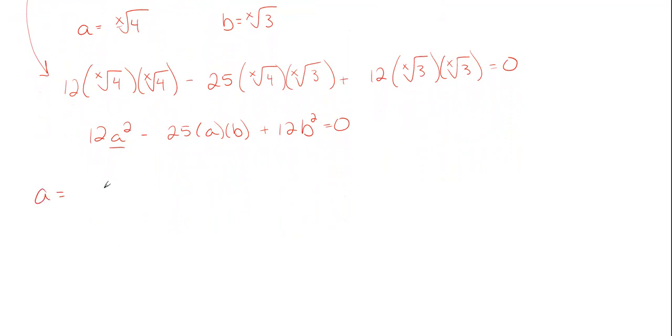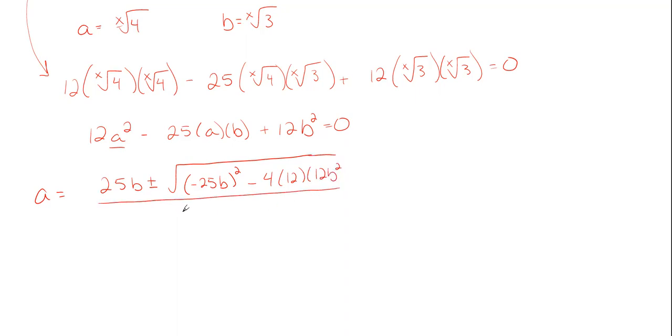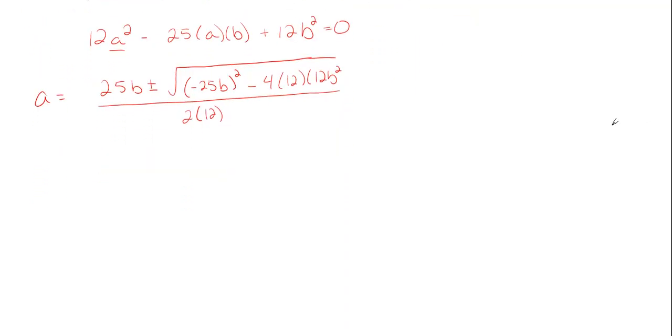So a would be equal to 25b plus or minus the square root of minus 25b squared, minus 4 times 12 times 12b squared, and then I'm going to divide by 2 times the a portion, which is 12 up here. So this just becomes simple algebra at this point. So just simplify this down.